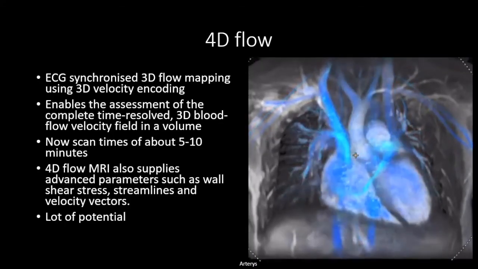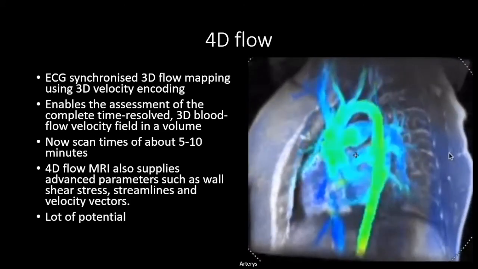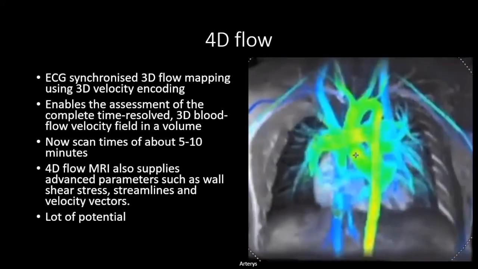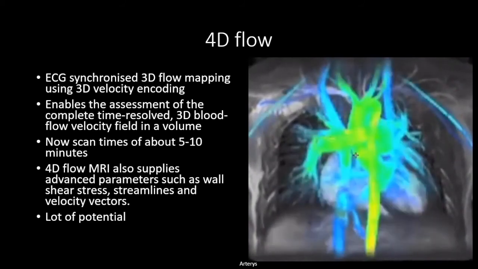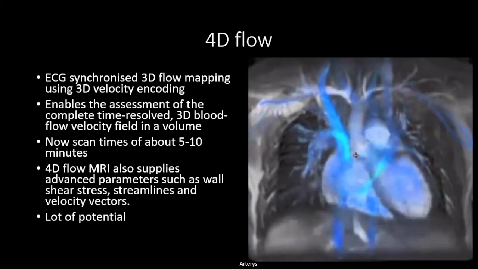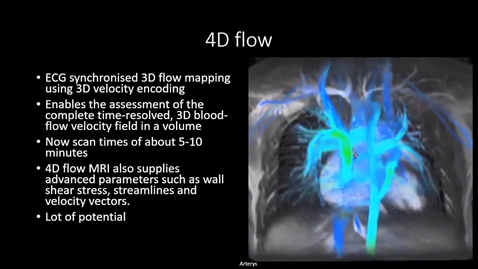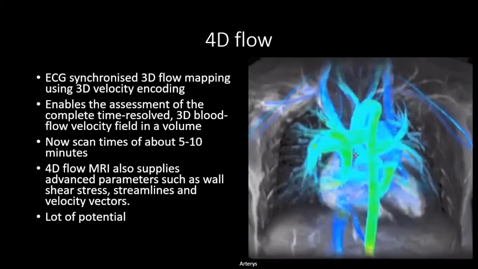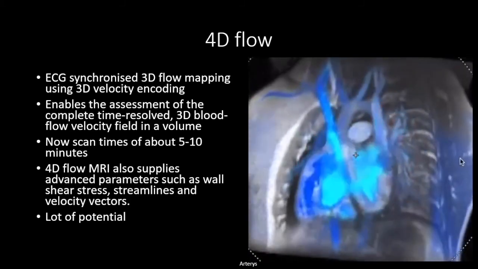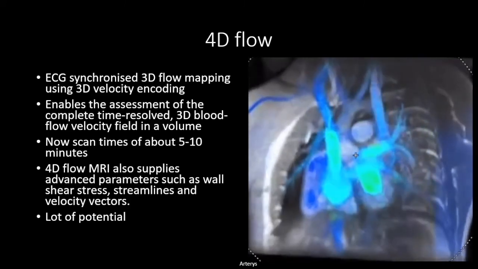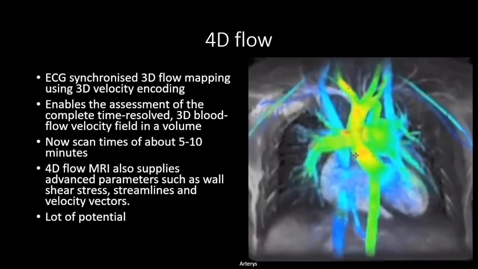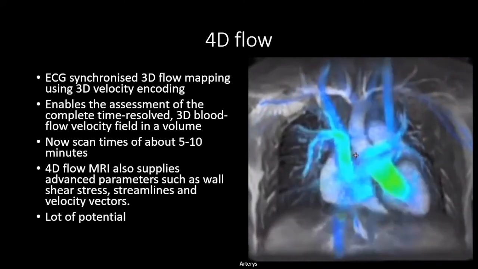4D flow is a rapidly evolving technique which enables quantification through any plane across the volume which is acquired. The scan times are now about 5 to 10 minutes. In addition to current flow parameters of forward and reverse flow, regurgitation fraction, peak velocity, it also supplies advanced parameters like wall shear stress.